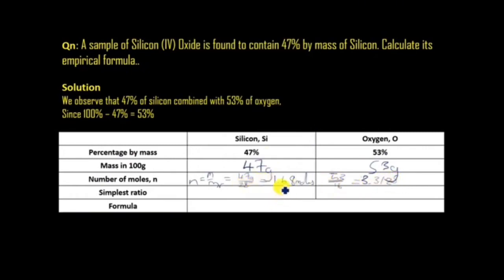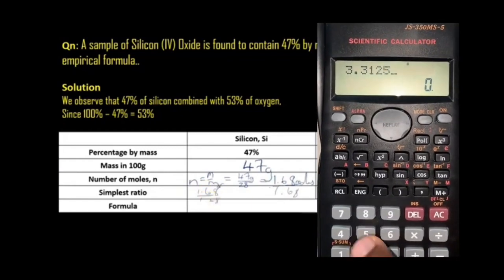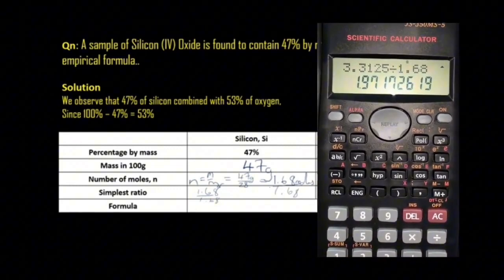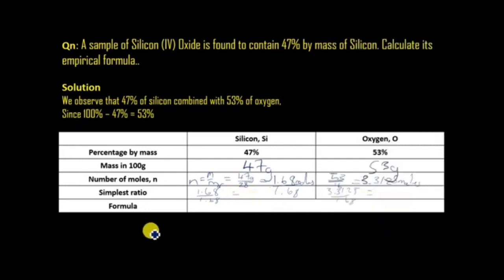Now, for us to find the simplest ratio, we look at these two figures. These are moles. So what we simply do is divide by the smallest one so that we can find the simplest whole number ratio. Since this side is 1.68 and this side is 3.3125, we can simply divide both sides by 1.68. So we're going to say 1.68 over 1.68, and 3.3125 over 1.68. This gives us 1, and this gives us 1.97, which we can round off to 2.